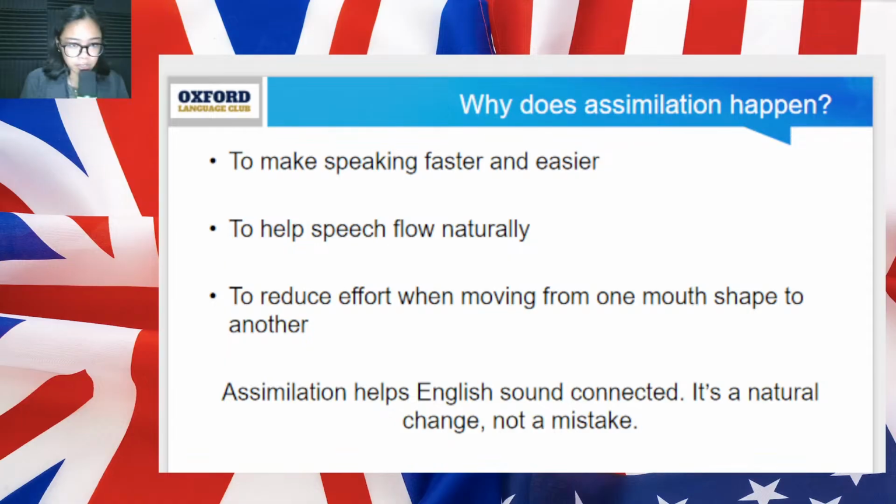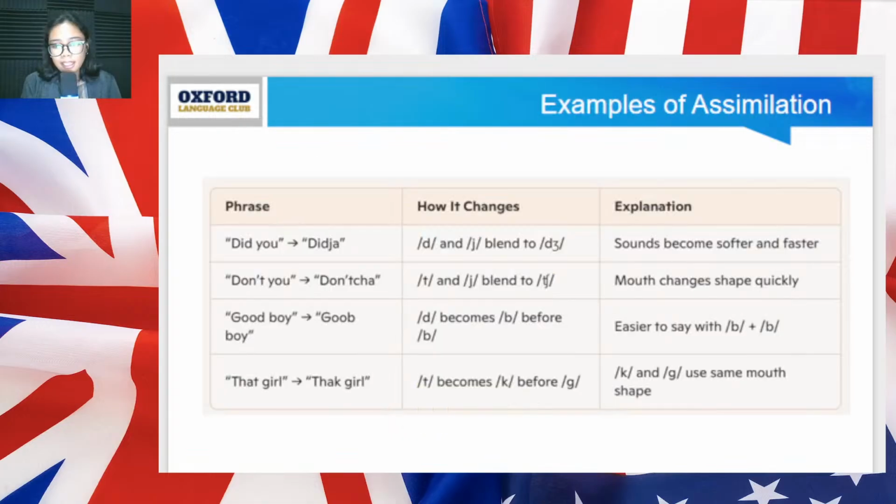Okay. We're done with this slide. Let's move on to the next. All right. Now, here it gives us many very clear and useful examples of assimilation. These examples truly show us exactly how one sound changes its form to become more like a nearby sound, or its neighboring sound, especially when people speak English naturally and quickly. Now, let's explore each example in great detail to fully grasp this fascinating process of sound change.